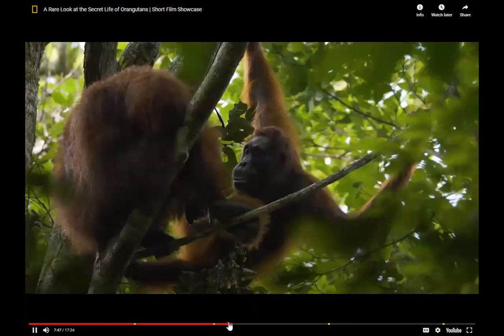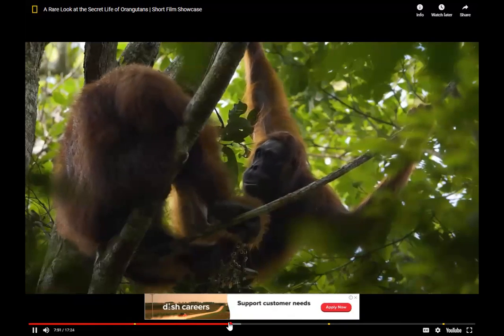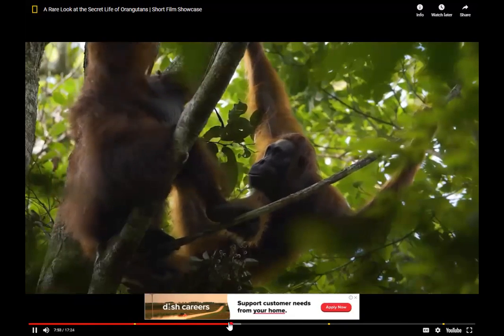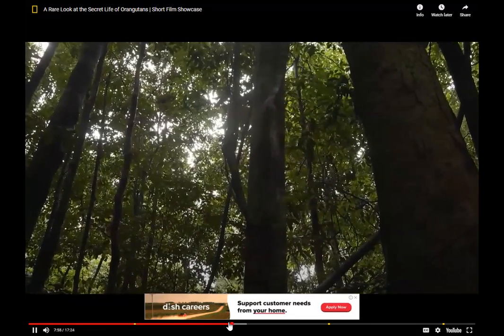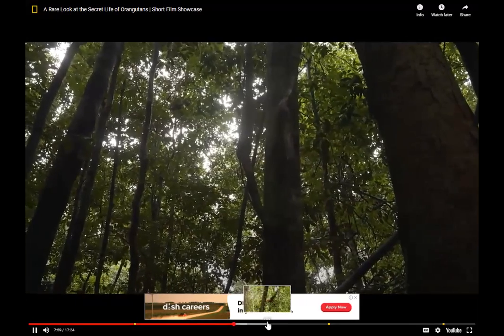So there's the big male. So much of a characteristic of humans and seen in the great apes. A couple more orangutans. I thought that was the baby. Let's see if we can get a baby shot.